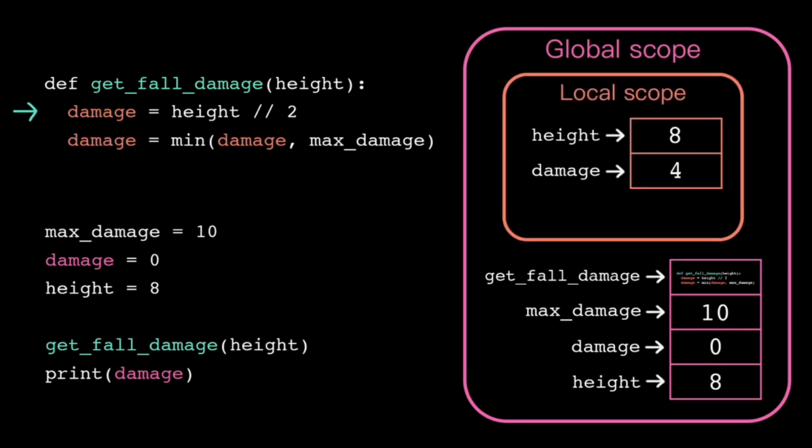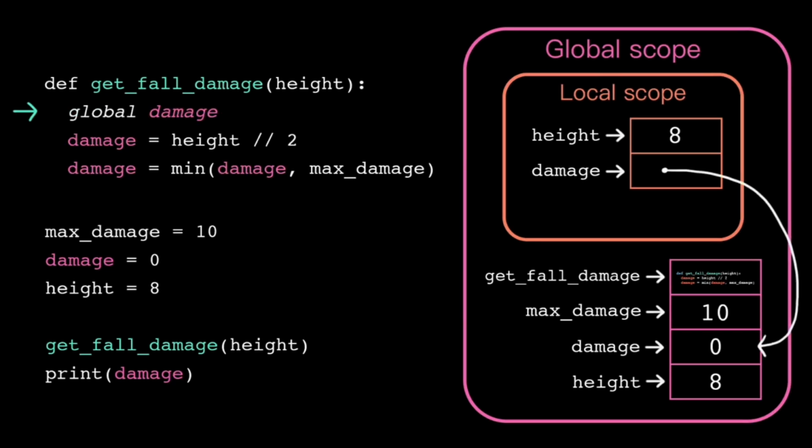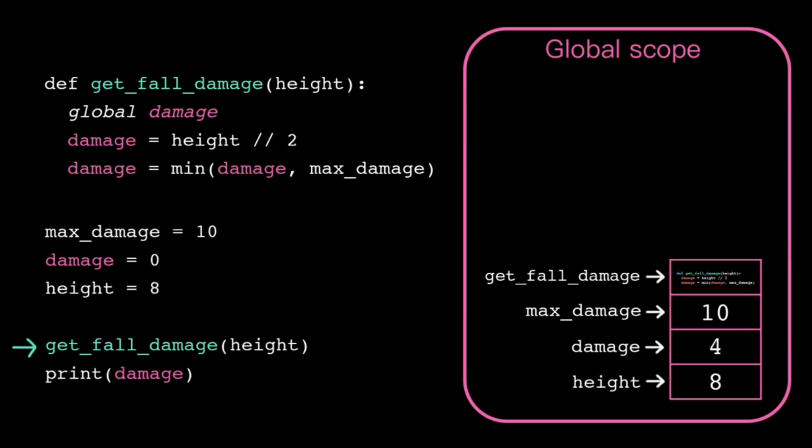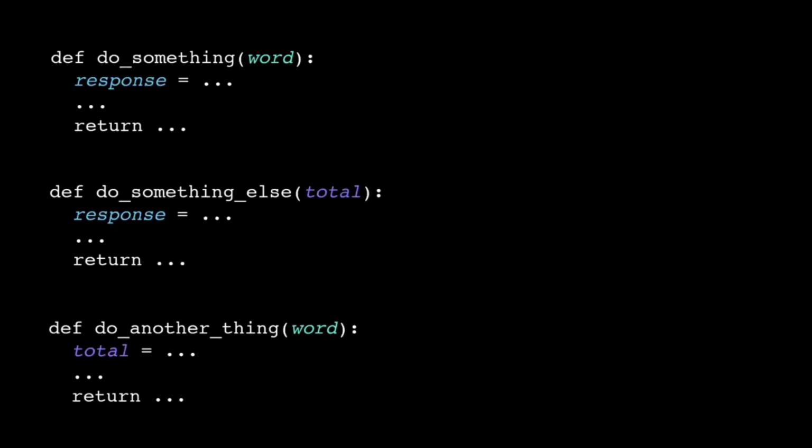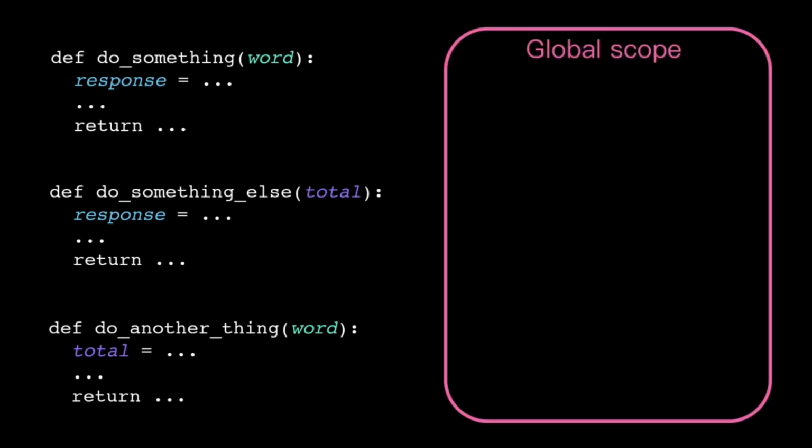Technically, we can force Python to access the variable in global scope instead. We put the keyword global and the name of the variable. But we should almost never do this. Python defaults to local scope for a reason. By the time we're finished, our program may have tons and tons of function definitions. If every variable in every function was in global scope, then every variable and every function parameter would have to have a globally unique name.